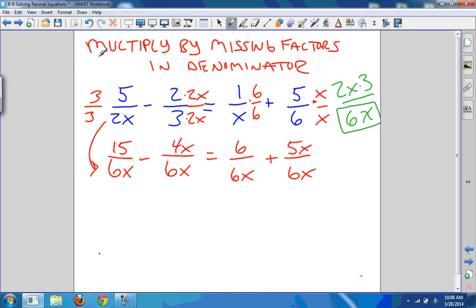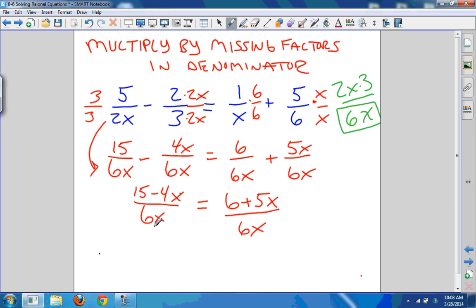So you can see the rule up here, multiply by missing factors in the denominator. So this 2x is missing a factor of 3 to get to 6x. Now that I have 6x as my denominators, I'm going to combine my fractions. If I combine my fractions together, we don't add or subtract the denominator, we combine this into one fraction. It's 15 minus 4x all over 6x. And that is equal to 6 plus 5x all over our common denominator, 6x.